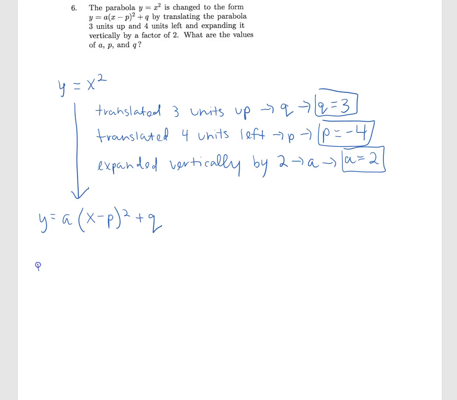You can just rewrite this equation here with what we know now. p is equal to negative 4. These negatives cancel out, so we're left with 2 times (x plus 4) squared plus 3 on the outside. And this is the equation of our new parabola after these translations and expansions.